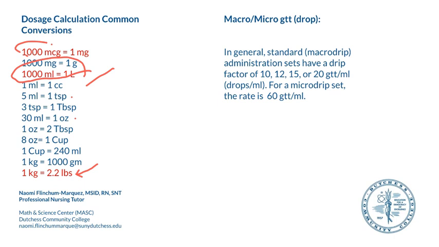I have also here the macro drip factors, and the standard administration sets have a drip factor of 10, 12, 15, or 20 drops per milliliter. And for a micro drip set, the rate is 60 drops per milliliter. So sometimes you'll see a math question where they don't tell you what the drop factor is because it's a micro drip set. So you just need to know micro drip, 60 drops per milliliter.